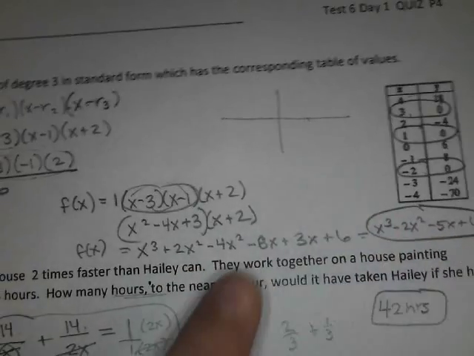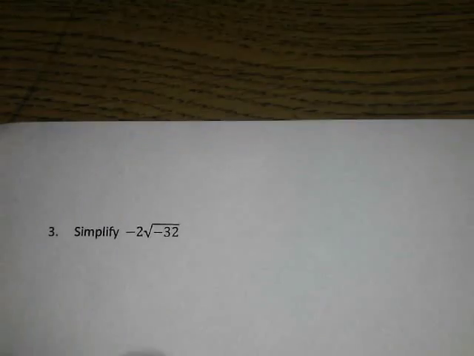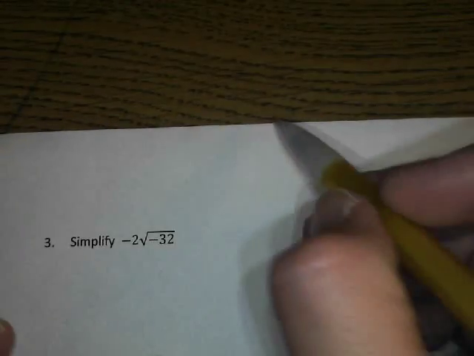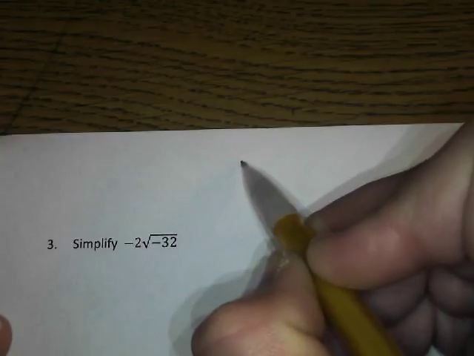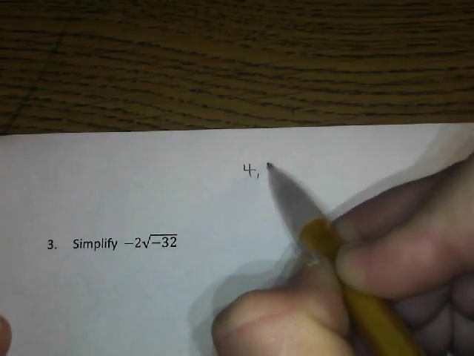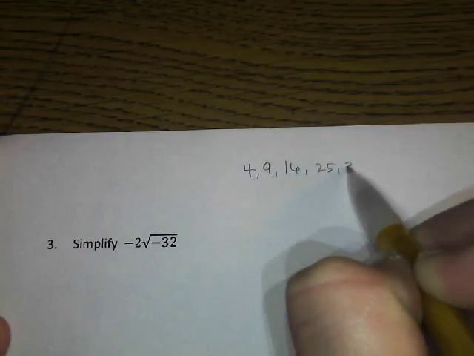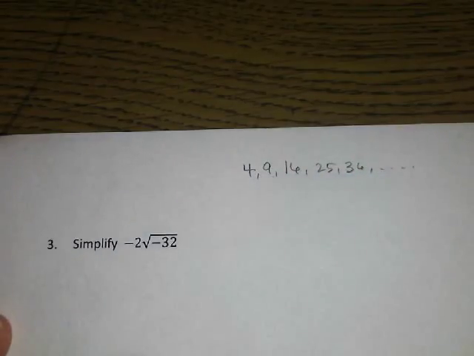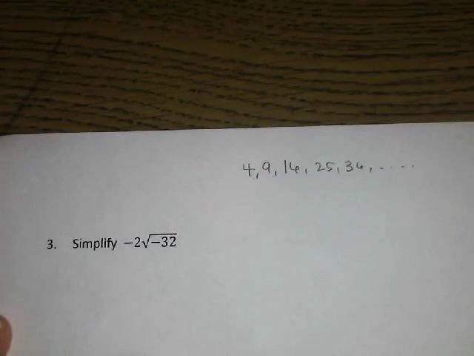And the last one, simplifying a radical. So you're taking the square root. You're trying to break down 32 so that it's one of these numbers, the biggest one we can come up with: 4, 9, 16, 25, 36, right? Which of those numbers is the biggest one that goes into 32? 16. So you kind of want to break down negative 32 into negative 16 times 2.